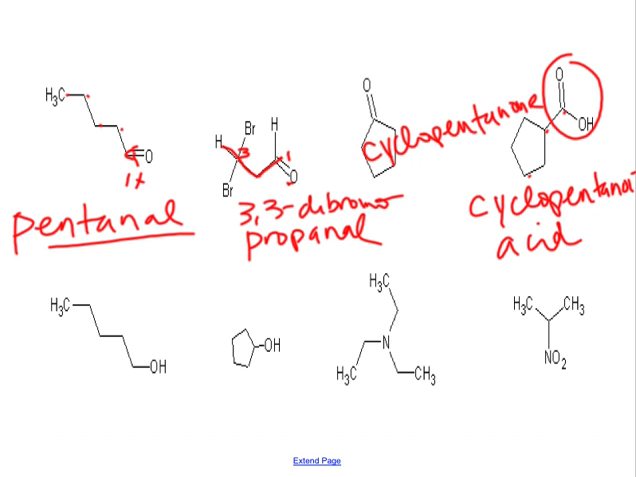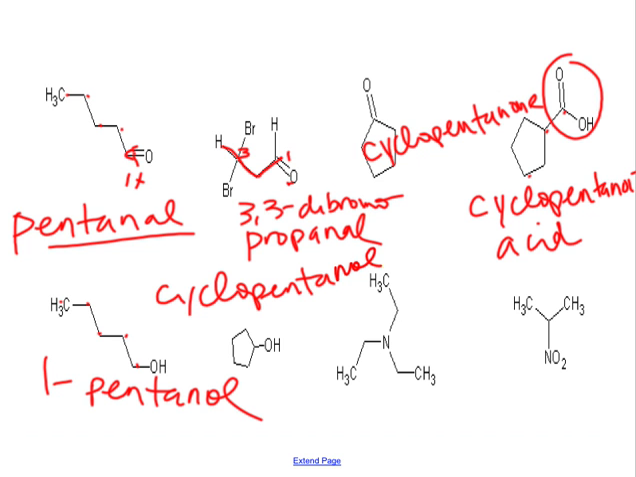All right, this one should be easy. I'm not even going to tell you. Close, Mike. You have to tell me where that OH is, because we can have 1-pentanol, 2-pentanol. Can I have 4-pentanol? What is it really then? Then it's really 2-pentanol. Good. What's the next one? Cyclopentanol. Do I need a number there? Nope. Because it's a circle.